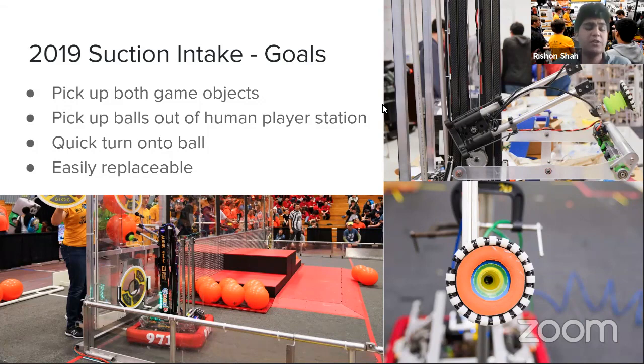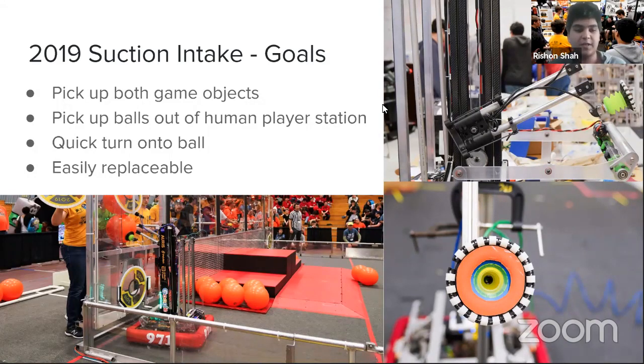And basically, we're going to be going over the goals that we had when we were entering the prototyping process for this intake. So one of our first goals was to be able to pick up both game objects with the same intake. And another one of our really early on goals was to pick up balls straight out of the human player station. On top of that, we also wanted our robot to be able to quick turn onto the ball if it missed the first time.